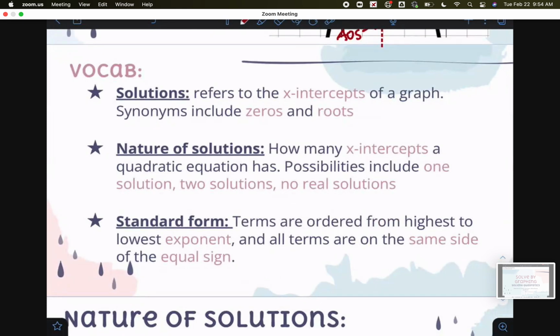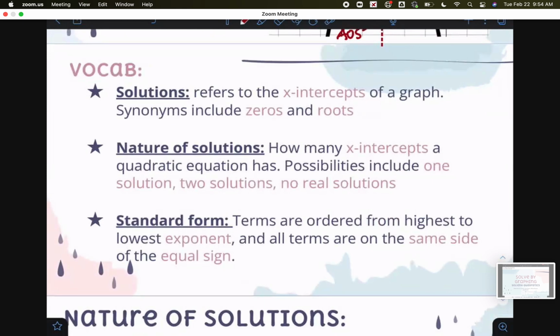Nothing too new here. That first one, solutions, we've already started practicing using those. Remember, solutions refer to the x-intercepts, which include words like zeros or roots. We would use all of those interchangeably. Think back to when I talked about how I called the charging block or box a nugget. We use all of those words interchangeably. They're synonyms. All right, nature of solutions is how many potential x-intercepts your graph might have, which we'll talk about on the next slide. But no, there's 3 options. You can have 1 solution, 2 solutions, or no real solutions.